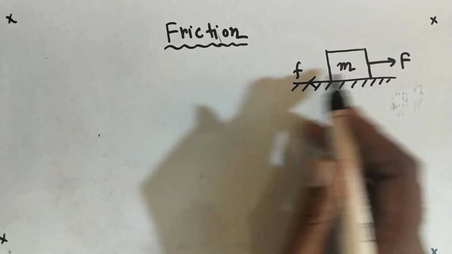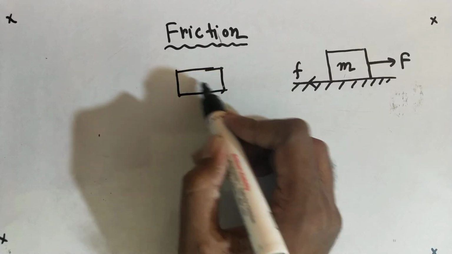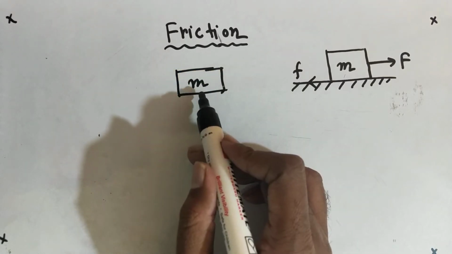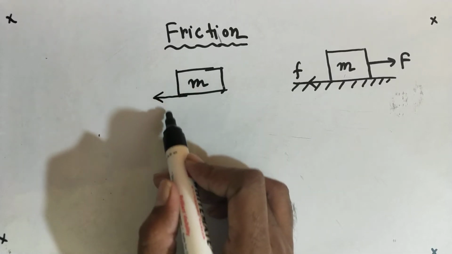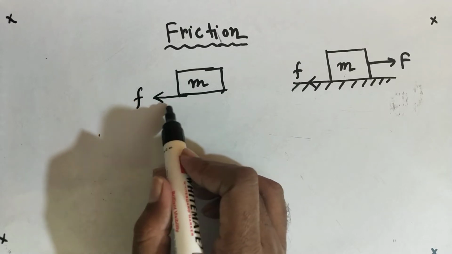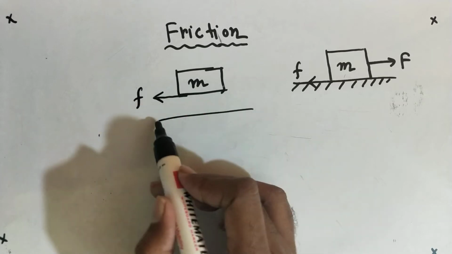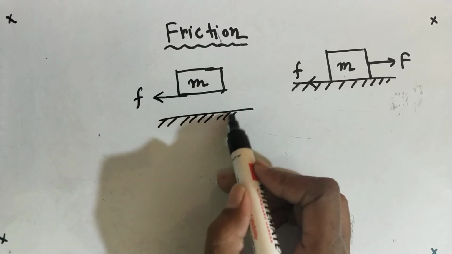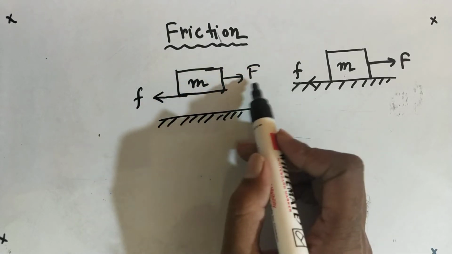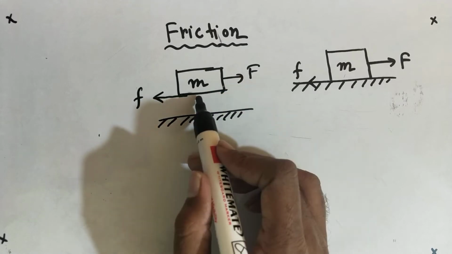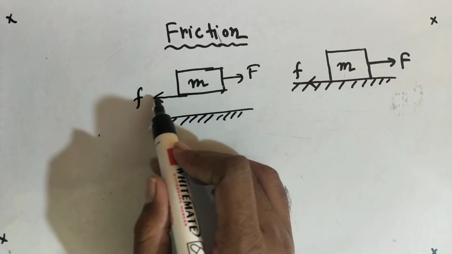If we draw the free body diagram of small m, then you can see that the frictional force on the block will be in the backward direction. Why is it in the backward direction? Because the relative motion of the mass small m with respect to the ground is in the forward direction due to this force F. So if the relative motion of the block is in the forward direction with respect to the ground, the frictional force will arise along the backward direction on the block.